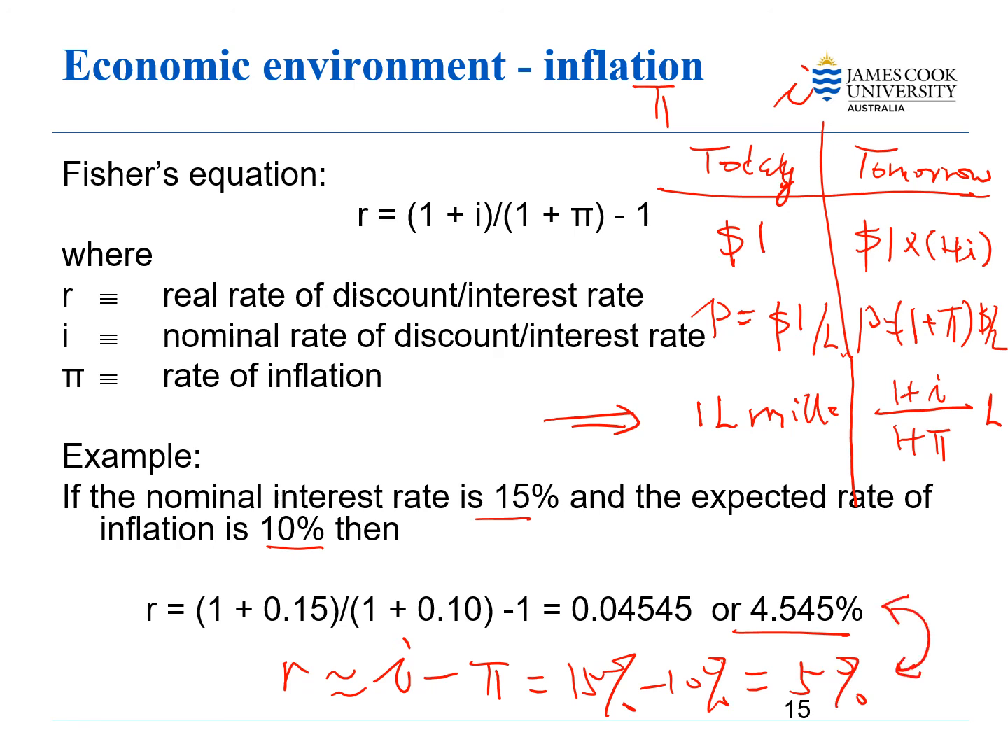So this formula, that the real discount rate, real interest rate, is approximately the nominal rate minus the inflation rate, is just an approximation. Be aware of this point.